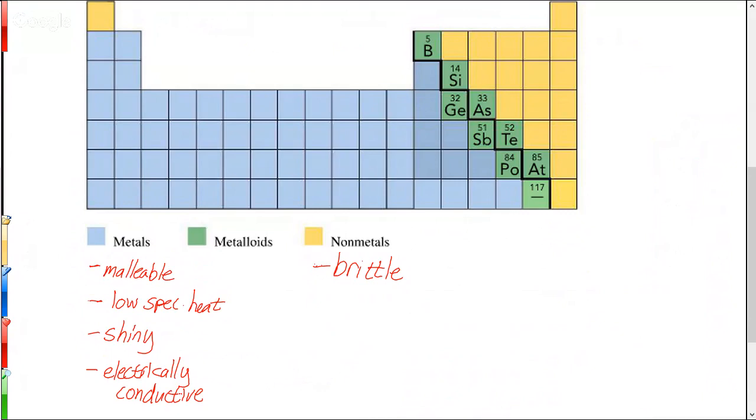The nonmetals are going to have a higher specific heat. Generally, that's not always the case. It also has to do with their state. So I don't know that that's a great one to remember, but nonmetals are usually dull in luster. They don't have that shininess to them the way metals do. And they're usually insulators, which is the opposite of conductors. So they prevent the flow of electricity instead of facilitating the flow of electricity.